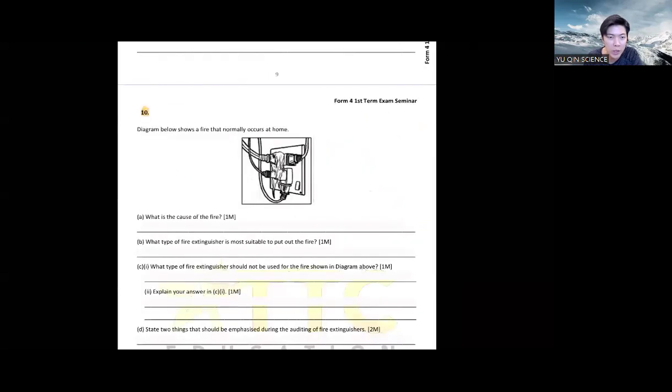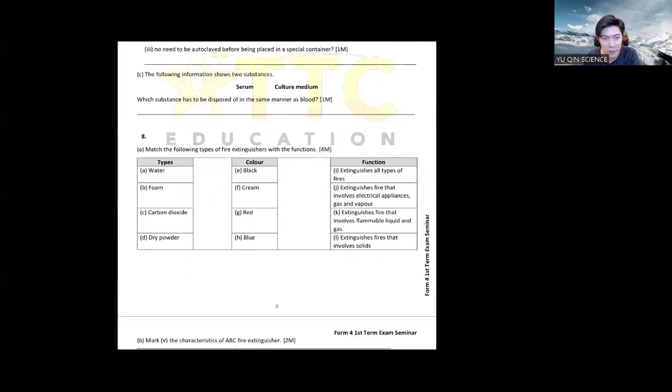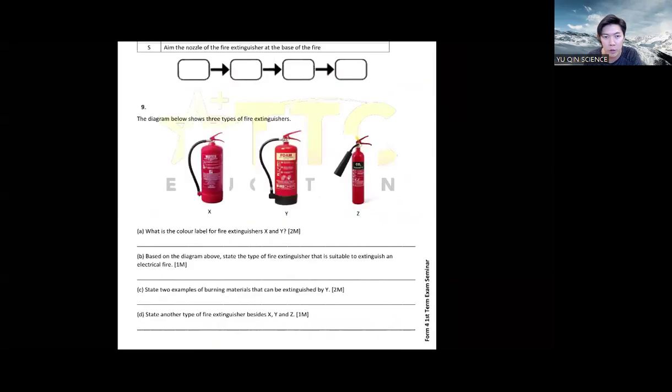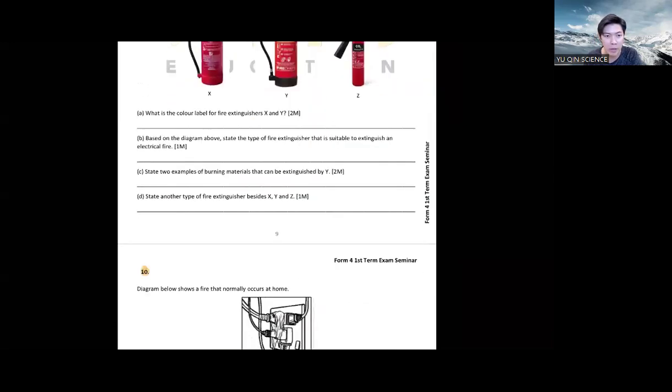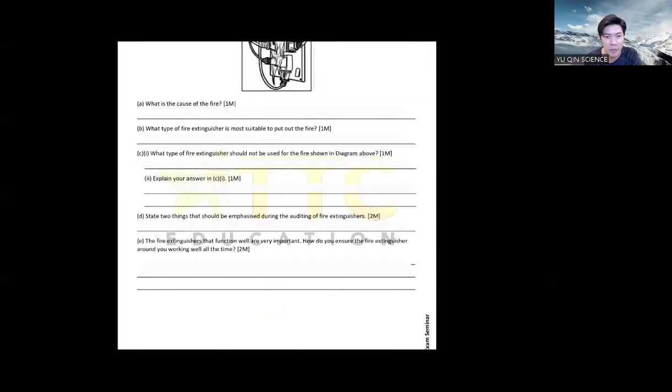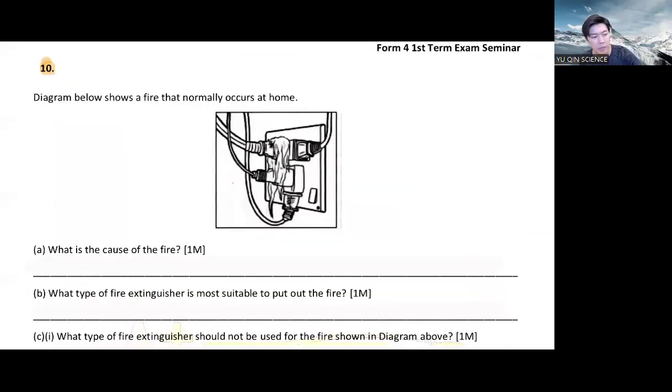So, I have a lot of extra questions. Make sure you try at home. You must do it in order to go through all the subtopics. So I'll do question 10, page 10.